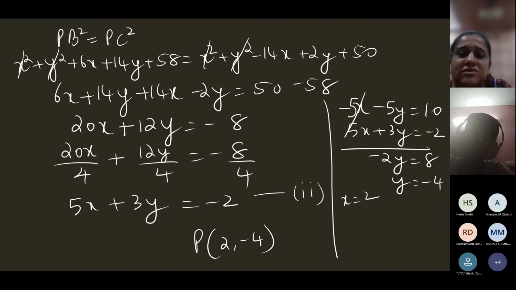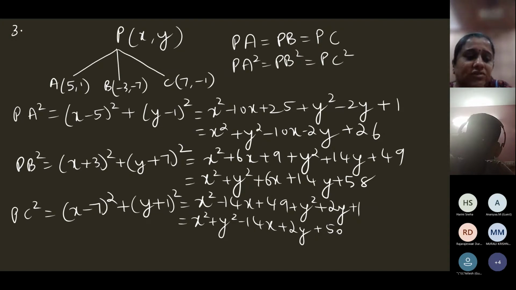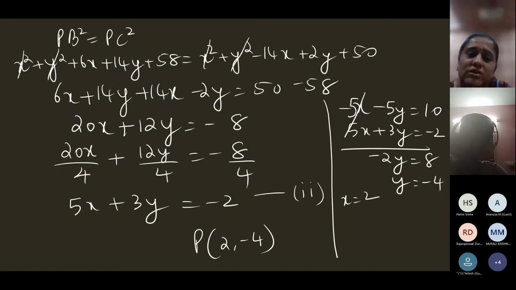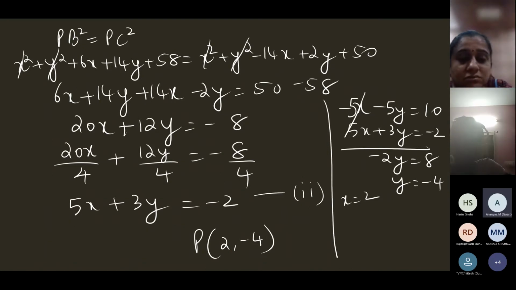Yes, class, as Ananya says, we can directly work PA square is equal to PB square and PB square is equal to PC square directly. I found them separately. I found PA square, PB square, PC square, and then I equated. Yes, you can directly work PA square is equal to PB square, PB square is equal to PC square. But Ananya, it's not clear. You have any doubt? You got it? No, ma'am, I got the answer, but the first equation I got, I didn't use this in this solution at all. Only the second and the third equations were.